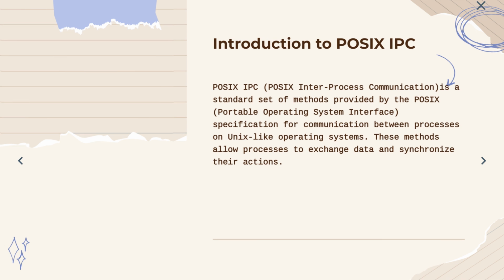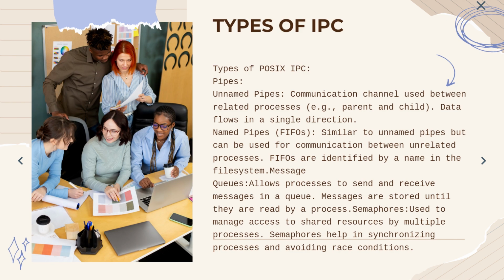Today we'll study about POSIX IPC. POSIX stands for Portable Operating System Interface, which is portable and can be used across various Unix-like operating systems. There are various types of POSIX IPCs, like pipes. Today we'll specifically study about pipes.